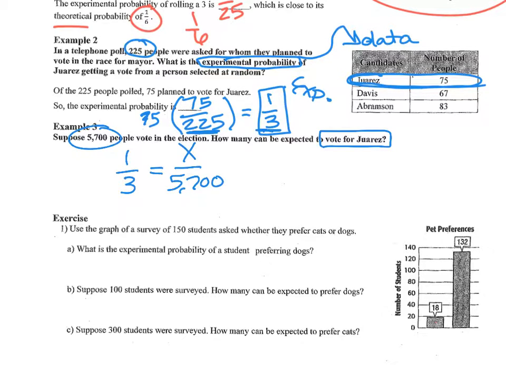So now we're back to setting up a proportion like we've just been doing the whole past unit. So we can cross multiply and divide. Really, you're just dividing 5,700 by 3.